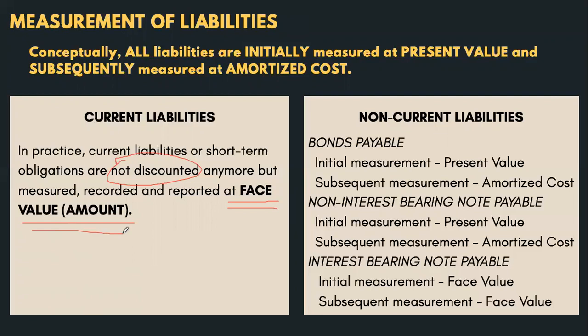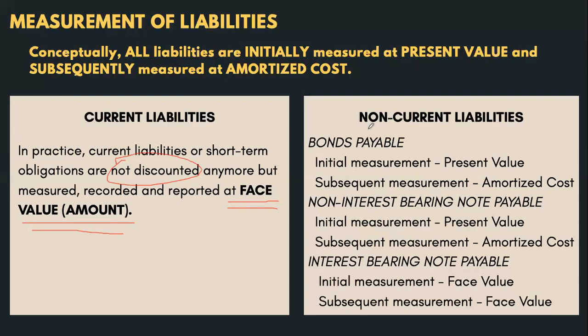Why are they not discounted anymore? Why don't we compute the present value? Because if we discount the short-term or current liabilities, there is no significant difference between the face value and the present value. Therefore, the effect of discounting the short-term or current liability is not material, not significant. So that's why in practice, current liabilities are recorded or measured at face value. Take note of face value, face amount.